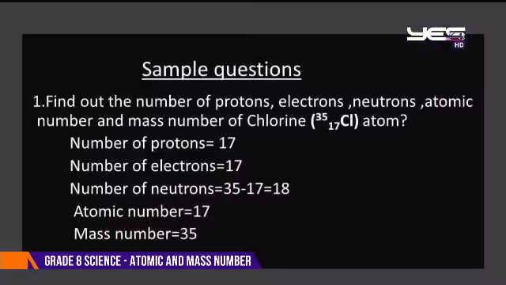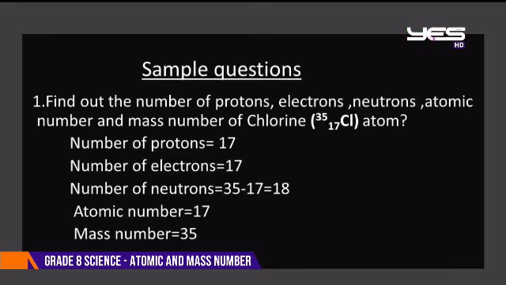We can discuss some sample questions. The first question is, find out the number of protons, electrons and neutrons, then atomic and mass number of chlorine atom, Cl 17 35. First you have to write the proton number. Let's check the symbol Cl. The left side of that Cl contains two numbers, one is 17 and another one is 35.